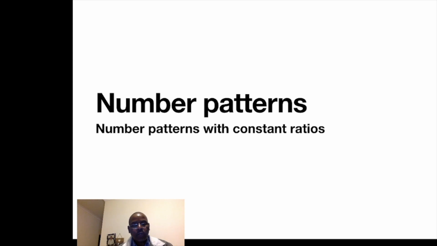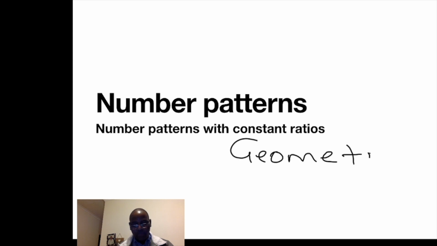We are going to look at number patterns with a constant ratio. In the previous lesson, we looked at number patterns with a constant difference, and we called those number patterns linear patterns or arithmetic patterns. Number patterns that have a constant ratio are also referred to as geometric. So these are called geometric number patterns.